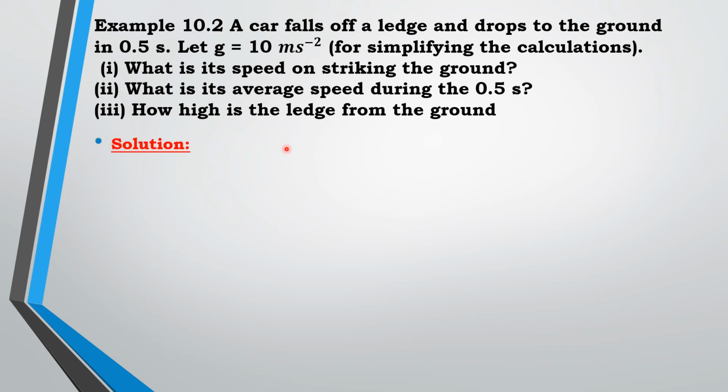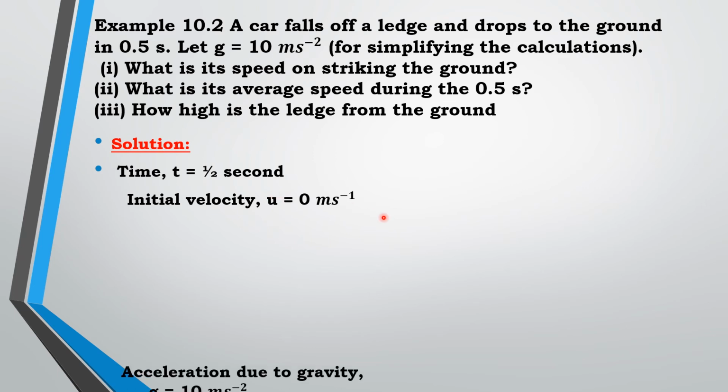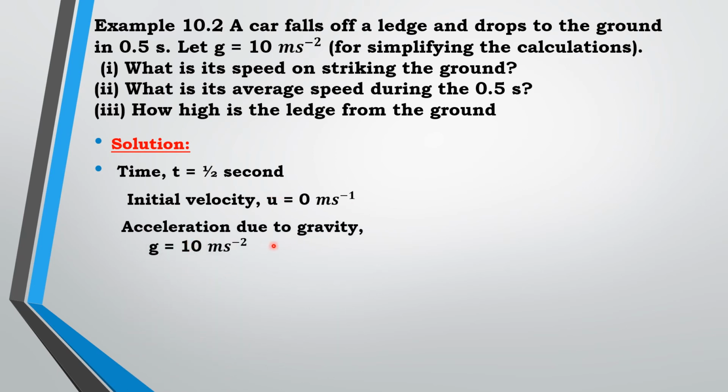So the solution is, here we are given the time is half a second, that is 0.5 second, and initial velocity is 0 because no force is applied, it directly falls from a ledge, and the acceleration due to gravity is 10 meter per second square. So now the acceleration of the car is a equals 10 meter per second square because it is a free fall and falling downwards without any action on it.